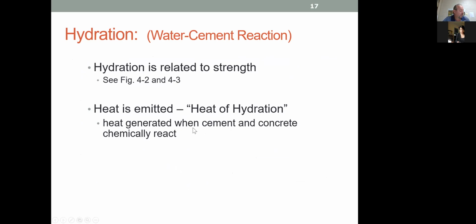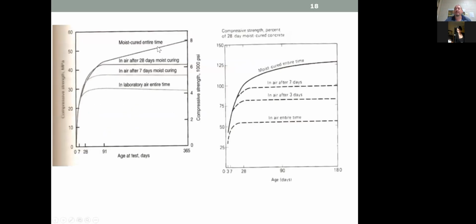So figures 4.2 and 4.3, I'm going to throw these up in just a second, but they're actually in your book on page 93, that hydration is related to the strength. So here's figure 4.2 out of your book there. And what you can see is if we can moist cure, so that would be all the moisture that it would need. So water bath obviously would take care of that. The strength will continue to increase. The other, as you can see, kind of shows a slight drop off, but basically would be negligible.